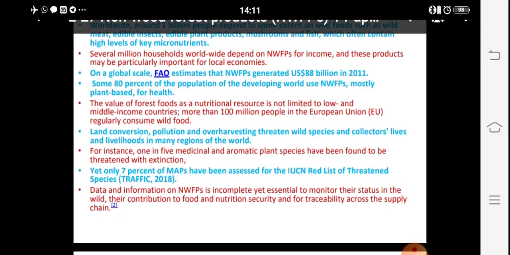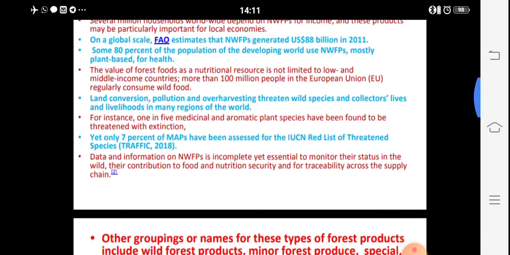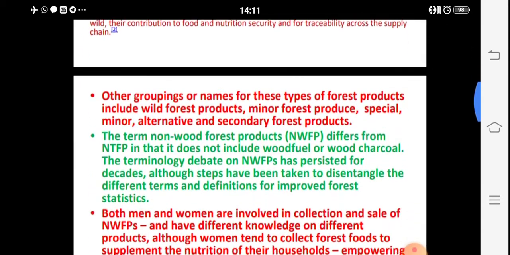So in the red list of threatened species, it is the record given by the scientist Traffic in 2018. According to the data of the forest department, it is also mainly used for food and nutrition, and there is a supply chain.